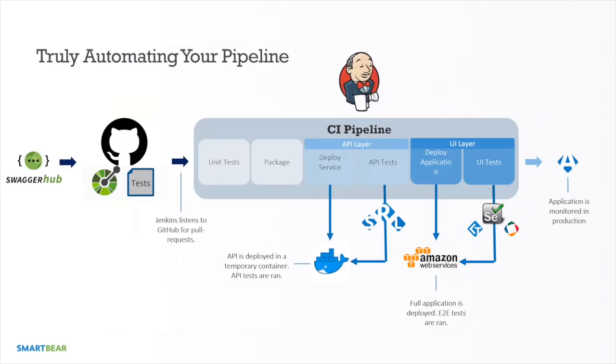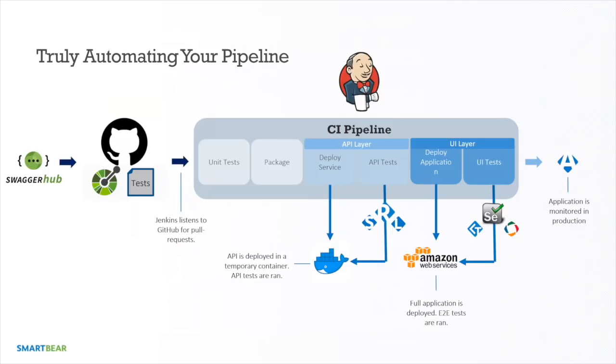And then lastly, truly automating your pipeline with the Swagger spec and the SmartBear tooling. Here on the left, we have SwaggerHub. Let's say we edit our SwaggerHub actual documentation. We change something on the spec side. That's going to be hosted in GitHub.